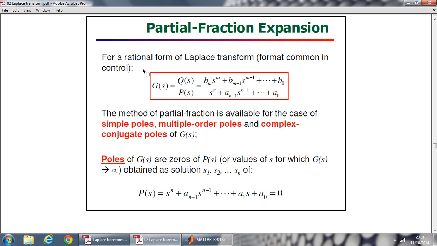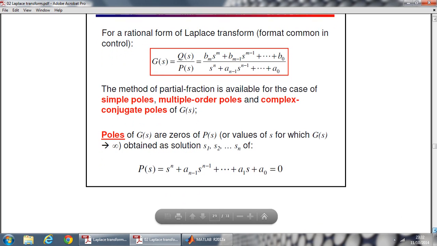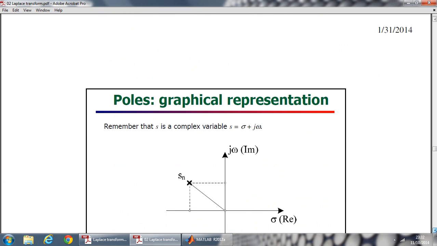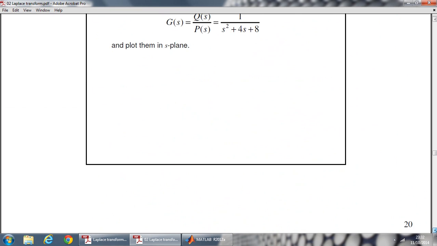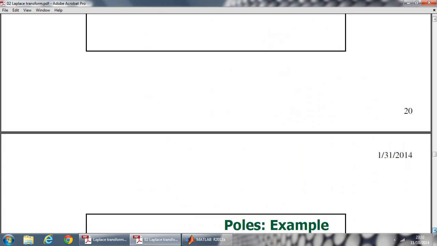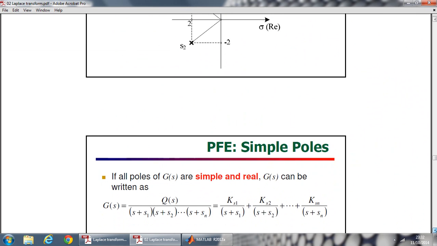So for a rational form of the Laplace transform, which is given here such as G(s), we first need to find the poles of the transfer function, which are defined as the roots of the denominator. Based on the type of the roots, depending on if we have complex conjugate roots, simple real roots, or repeated roots, we have different actions to take.